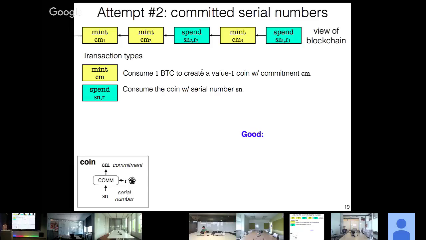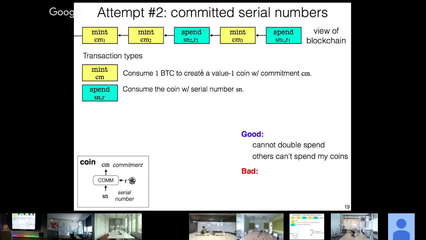So let's see what's good and what's bad. It is still the case that you cannot double spend, because if you see twice a spend transaction with the same serial number, you will reject it. Others cannot spend my coins. It's already an improvement, right? Because I know the commitment information and you don't know it. So to reveal it, you would need to invert the commitment, which is supposedly cryptographically hard, right?